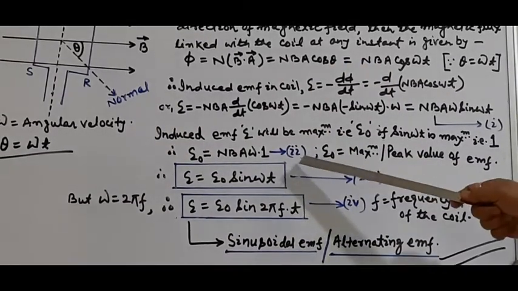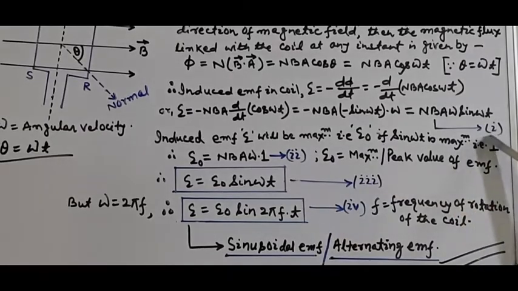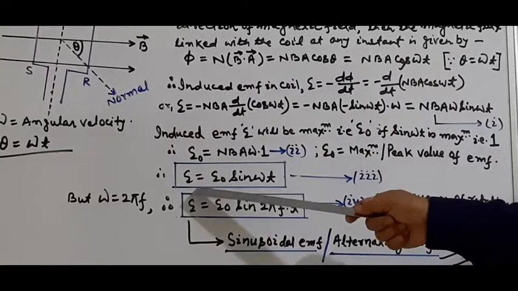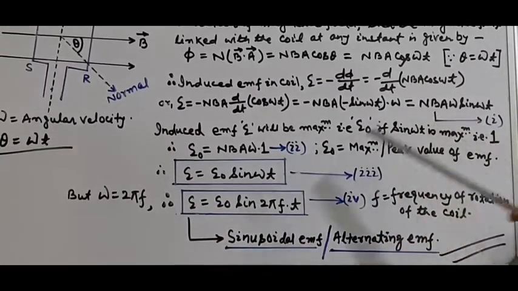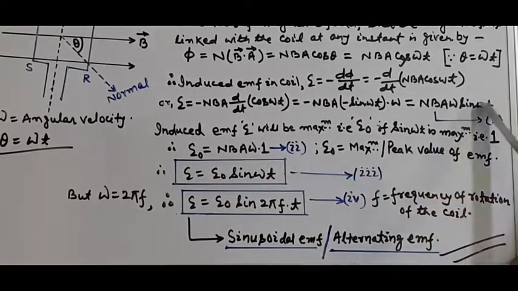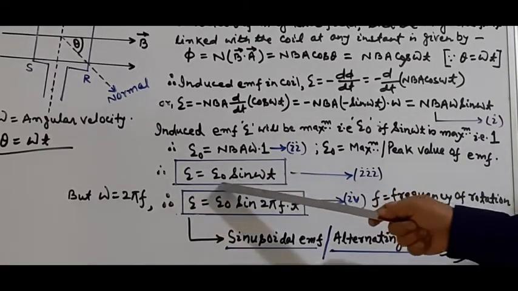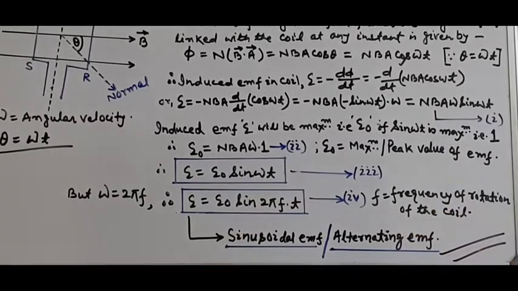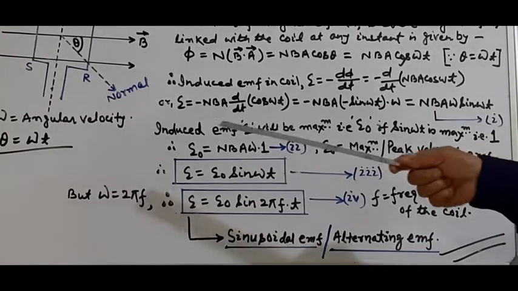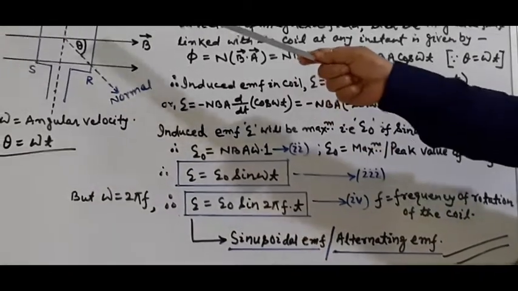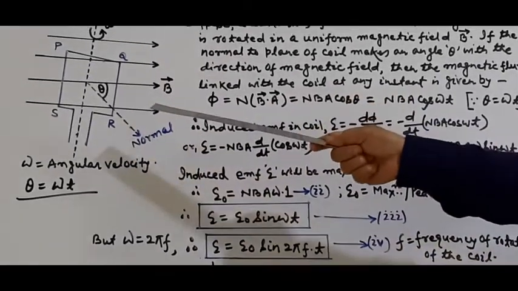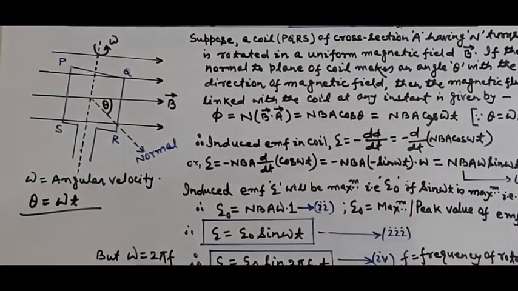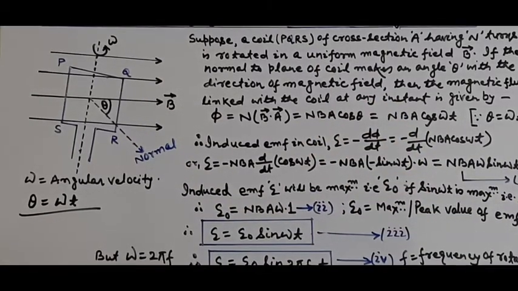This equation 2 gives the value of the maximum induced EMF in the coil. Now put this equation 2 in equation 1. Now what is the result? In place of E, as it is, and in place of NBA omega, E naught, with sine omega t as it is. So E is equal to E naught sine omega t. This relation 3 gives the instantaneous value of the induced EMF produced in the coil PQRS rotating with angular velocity omega in the uniform magnetic field B at any time t.